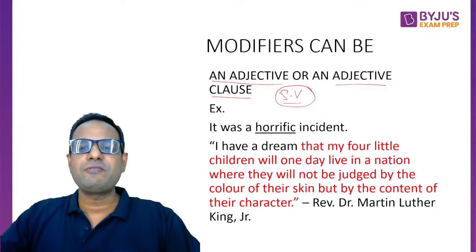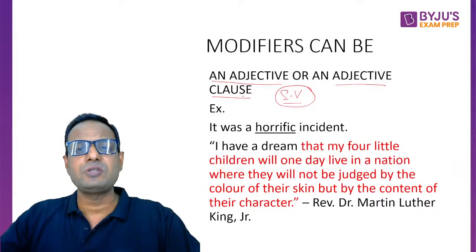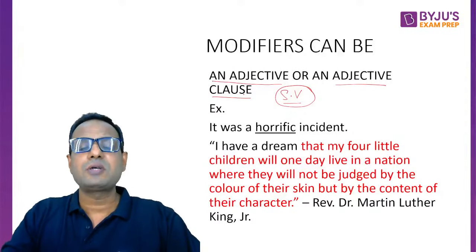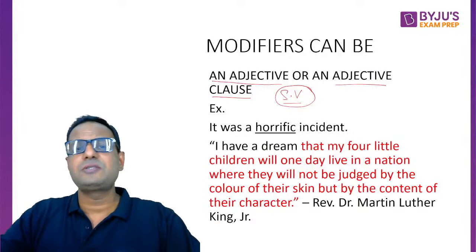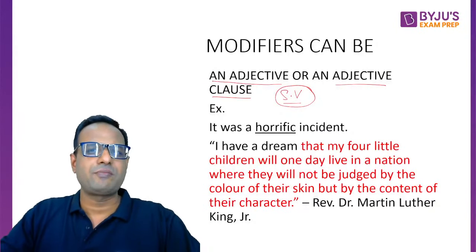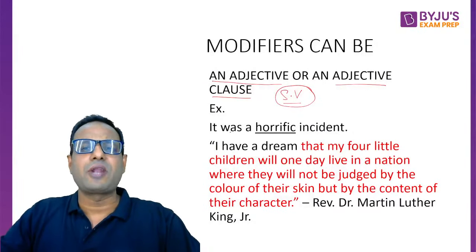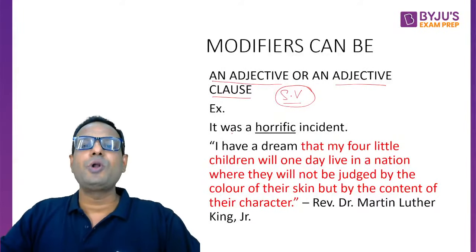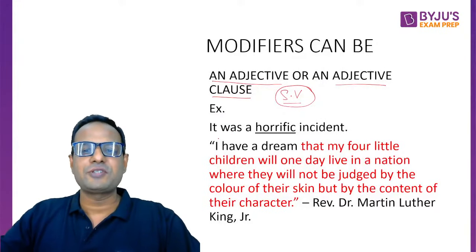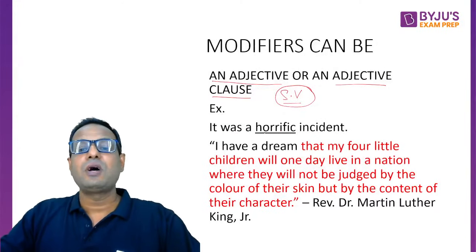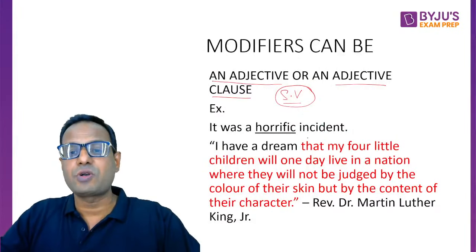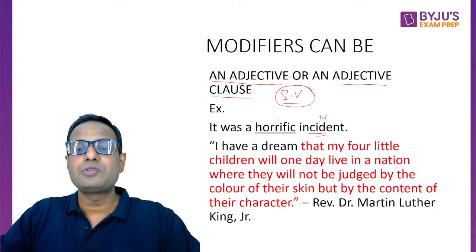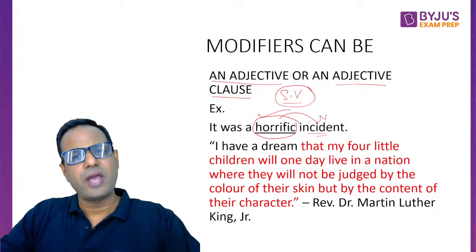So what is an adjective clause? A clause that works as an adjective, a clause that functions as an adjective. But what is an adjective for that matter? We know that adjectives are describing words, right? And hence adjectives can also be called modifiers. Look at the very first example. It says it was a horrific accident. What kind of an incident? Incident is a noun. So we have the word horrific describing a noun. Hence it is an adjective and a modifier.